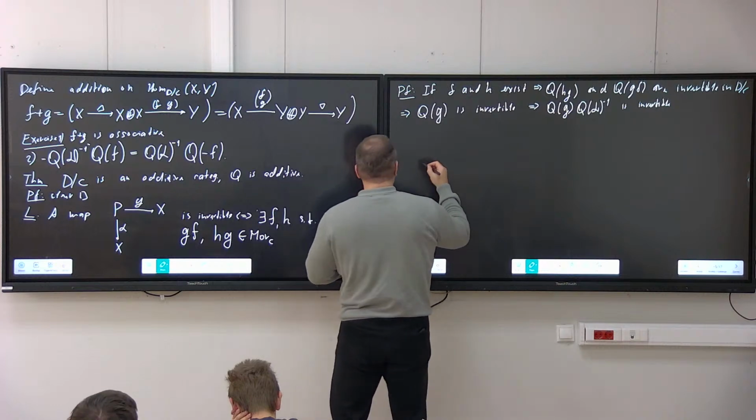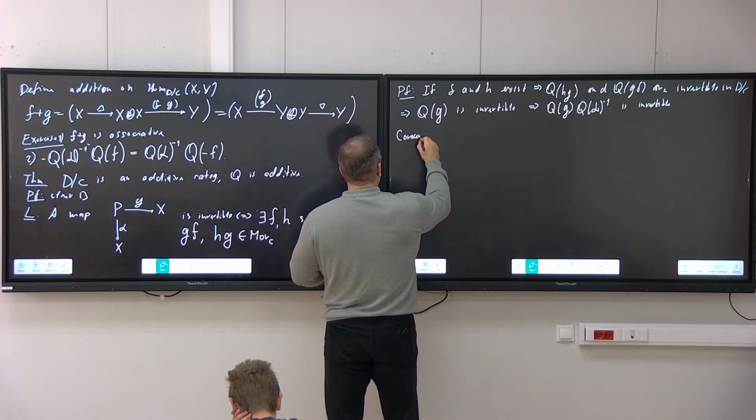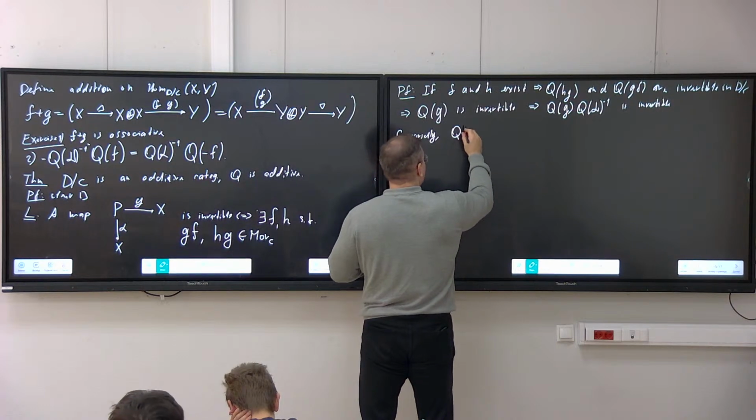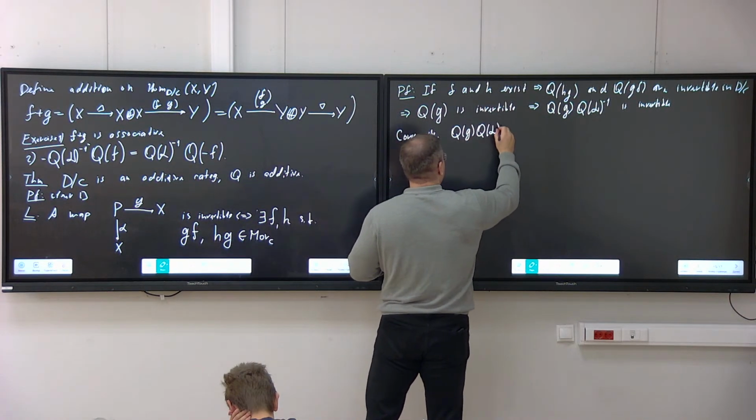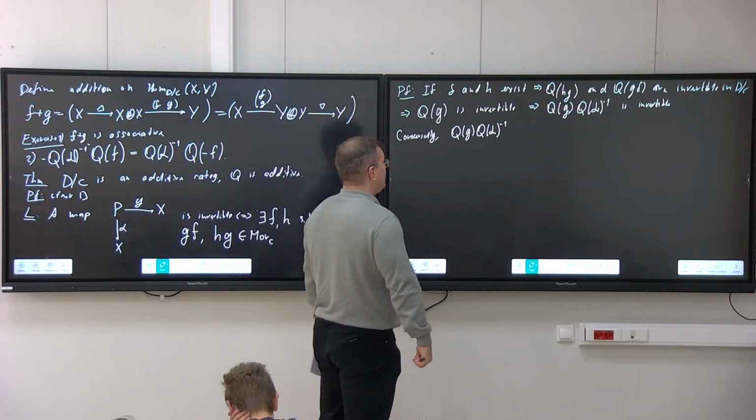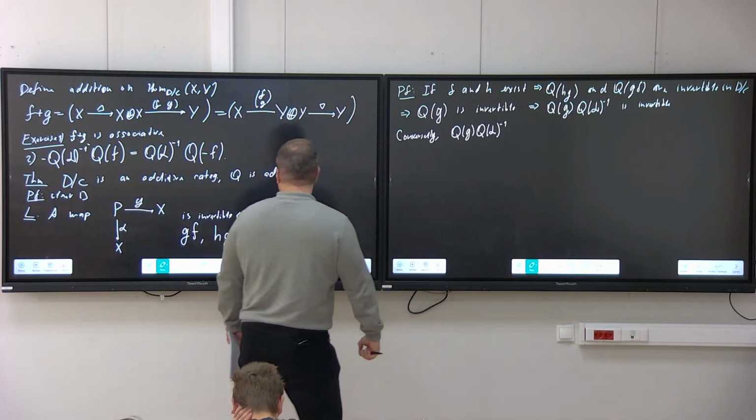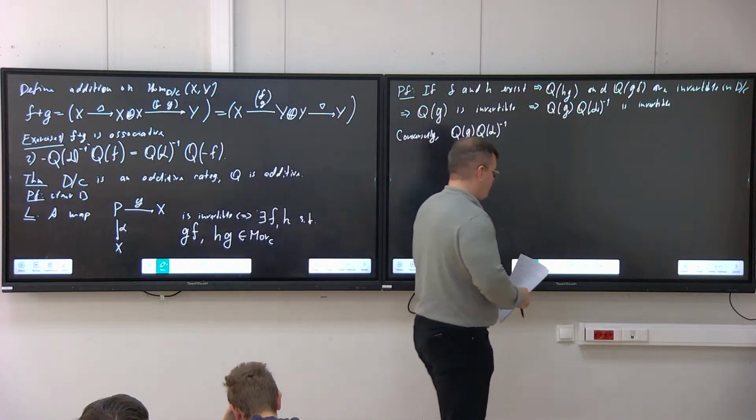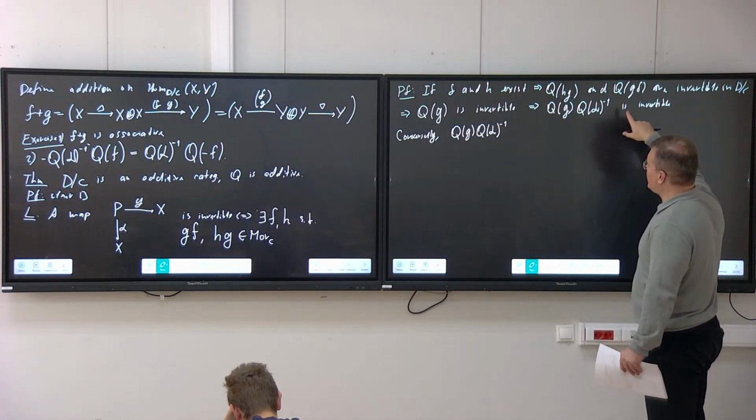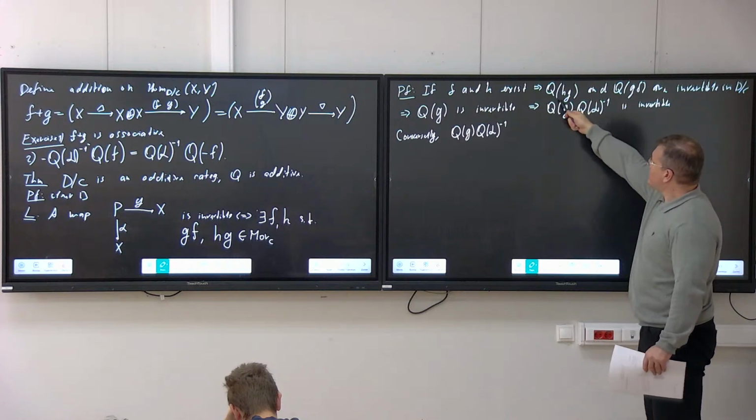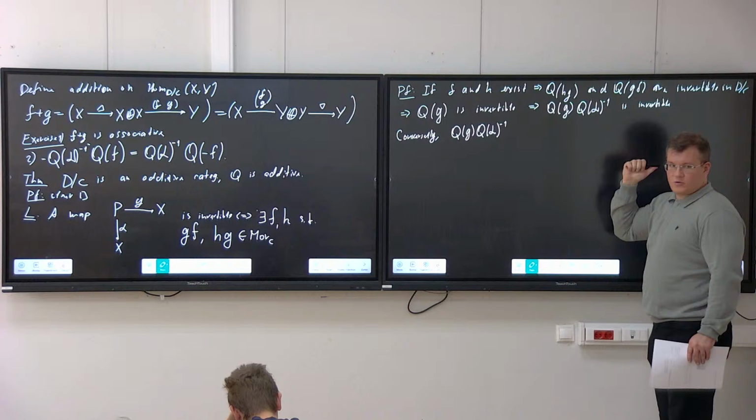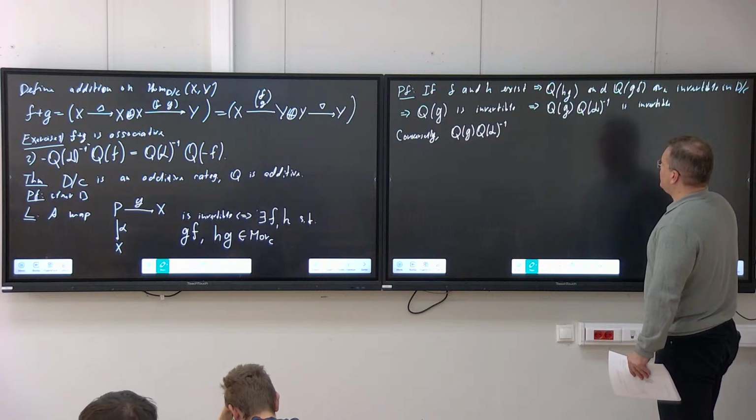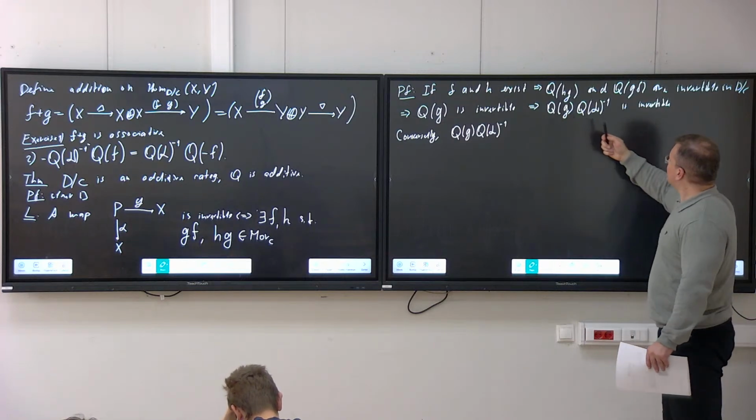Now, conversely, we can assume that Q of G is invertible. Excuse me, why is it invertible? Well, this is just a computation with invertible elements in the category. For example, if you know that this Q is Q of H and Q of G, so this is invertible, so the composition is invertible.